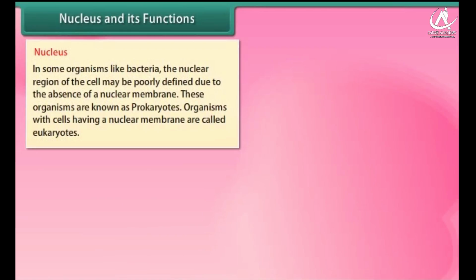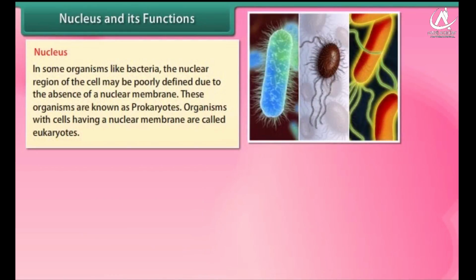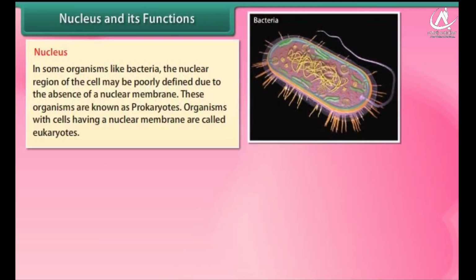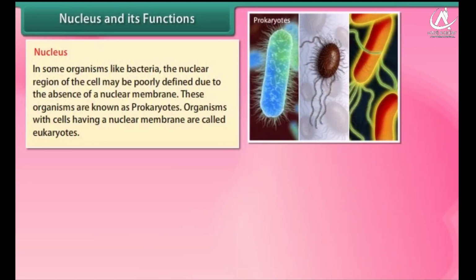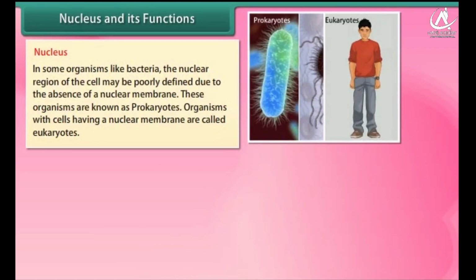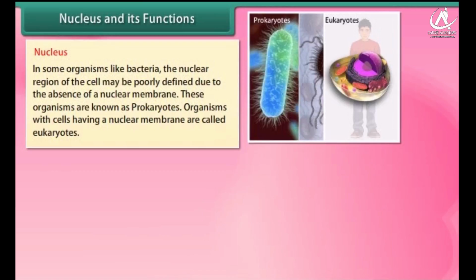In some organisms, like bacteria, the nuclear region of the cell may be poorly defined due to the absence of a nuclear membrane. These organisms are known as prokaryotes. Organisms with cells having a nuclear membrane are called eukaryotes.